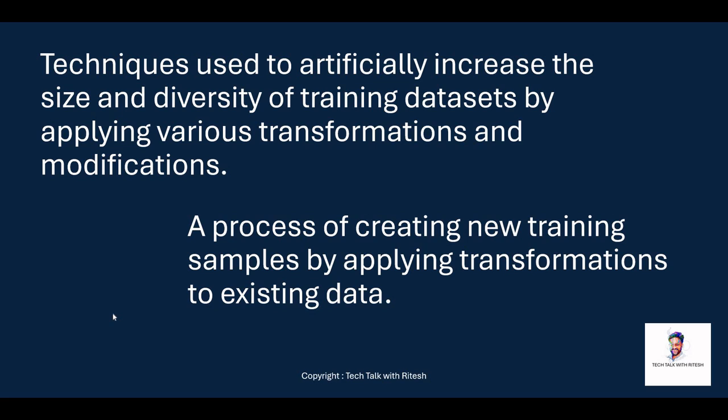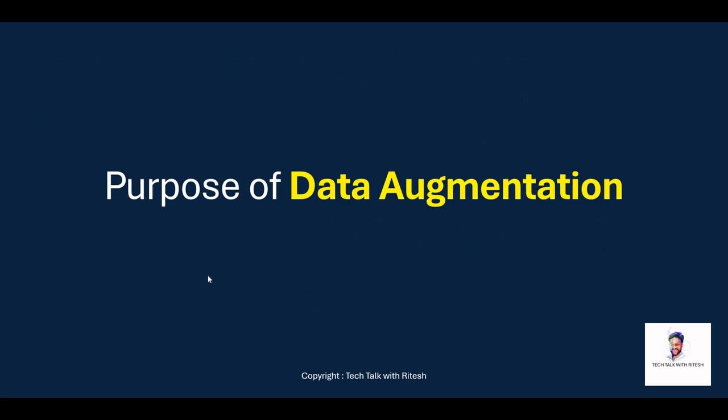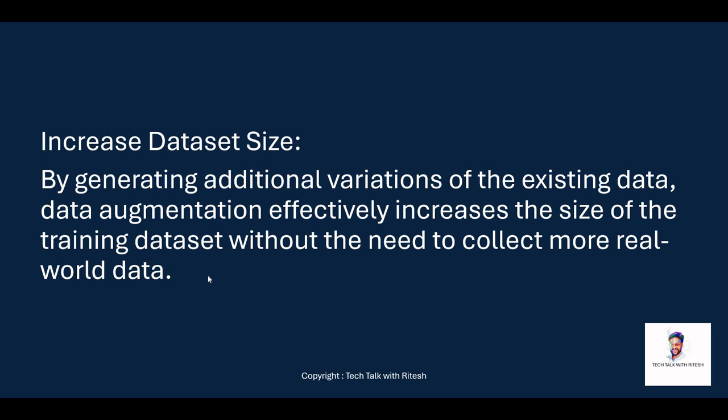And we need more data because we want to train our model. So that's why we need more training data. How do we get more training data? We create more samples, more training samples. And how do we create more training samples? By adding some diversity, increasing the size, and that is called data augmentation. Let's see the purpose of data augmentation.